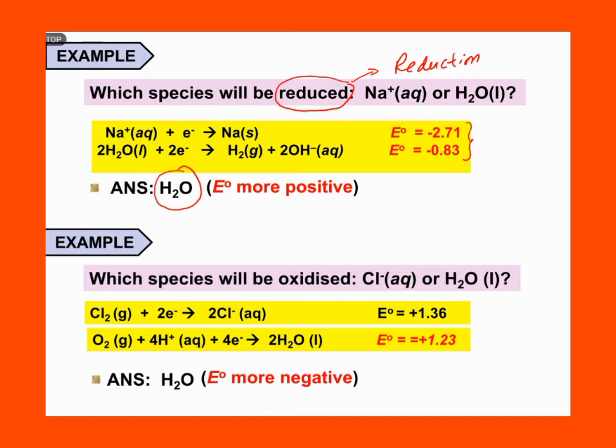Second example, which species will be oxidized, meaning that it undergoes oxidation? Between chloride ion and water, which can be oxidized? Then we check the SRP table to take out the E naught value. And we can see the chloride ion is more positive compared to the water. So the answer is water will be oxidized because the E naught of water is more negative.